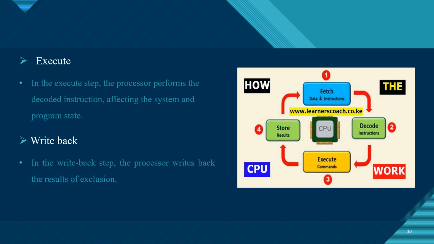The third function is execute. We can simply say execute means carrying out the instructions. Let me explain. In the execute step, the processor performs the decoded instructions, affecting the system and program state.